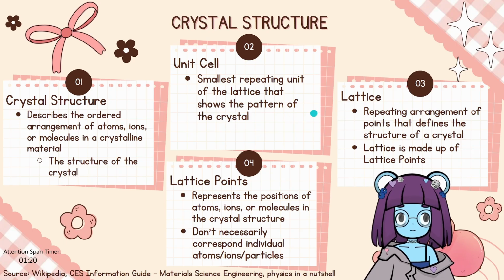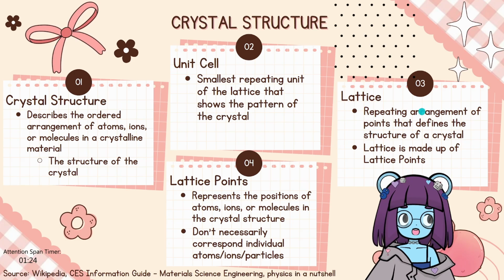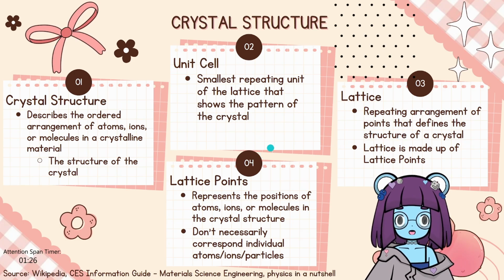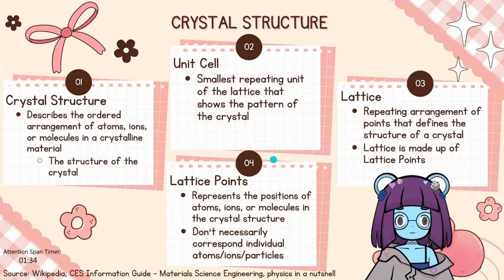So what is a lattice? A lattice is a repeating arrangement of points that defines the structure of a crystal, and this lattice is made up of lattice points. These points represent the positions of atoms, ions, or molecules in the crystal structure. And I know that sounds like a lot, so I'm going to go backwards.